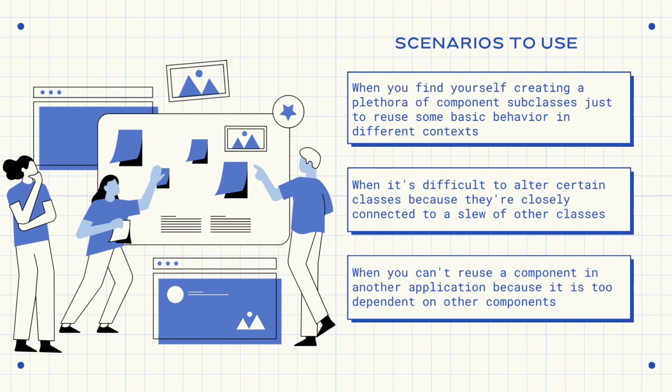And lastly is when you cannot reuse a component in other applications because it is too dependent on other components. When you initialize the mediator, individual components become oblivious of the other components. They can still communicate with one another, although through a mediator object. If you want to reuse a component in another project, you must provide it with a new mediator class.